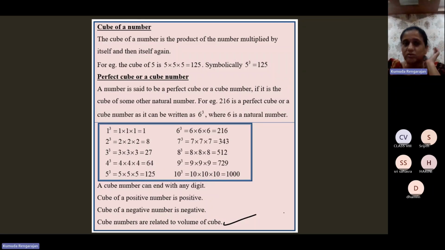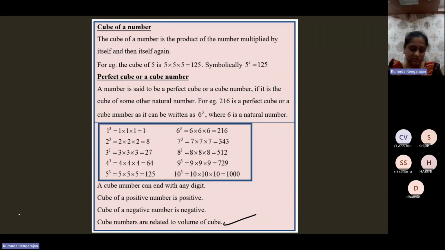Square numbers are related to area of a square, not area of a rectangle. Square numbers like 4, 16, 25, 49, 64, 100 are related to area of a square. So if you have a word problem, the area of the square is given and you have to find the side of the square, you should just find the square root of the given value, the area.